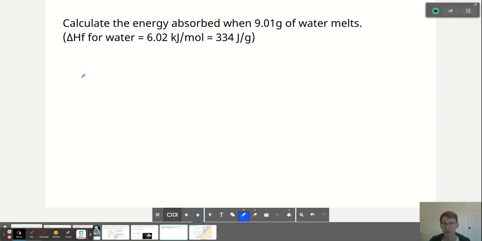It's easier to just go with 9.01 grams times 334 joules over 1 gram, and that's going to equal something. I'll get to that in a moment.